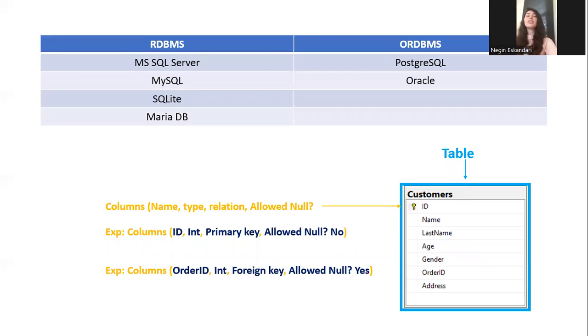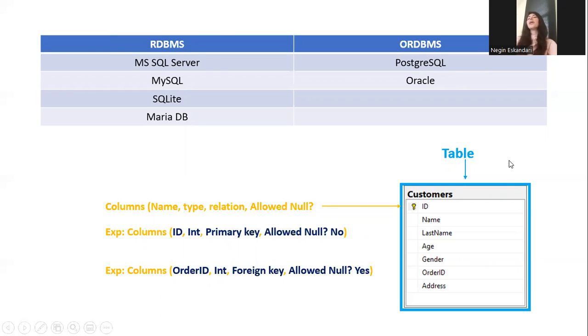And there are some database software that support RDBMS. There are other ones that support ORDBMS. For example, Microsoft SQL Server is used for storing, managing, and retrieving data of databases and supports RDBMS. But for example, Oracle or PostgreSQL support object-oriented as well.